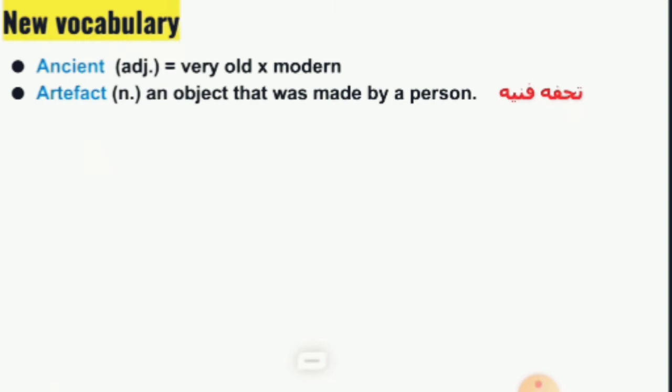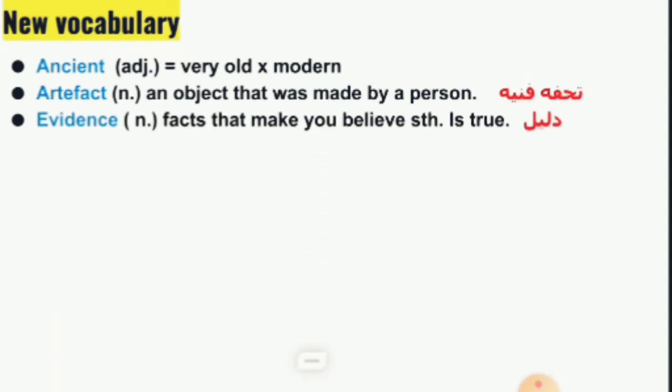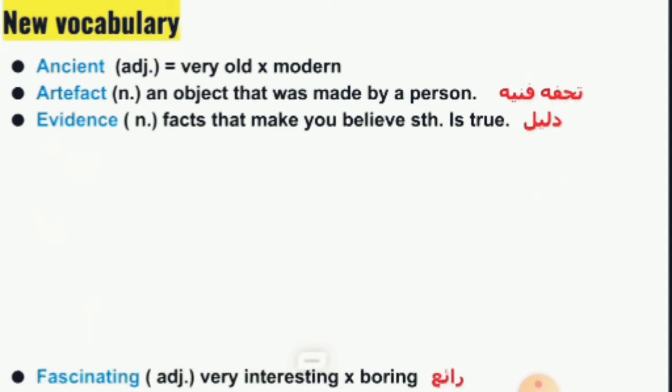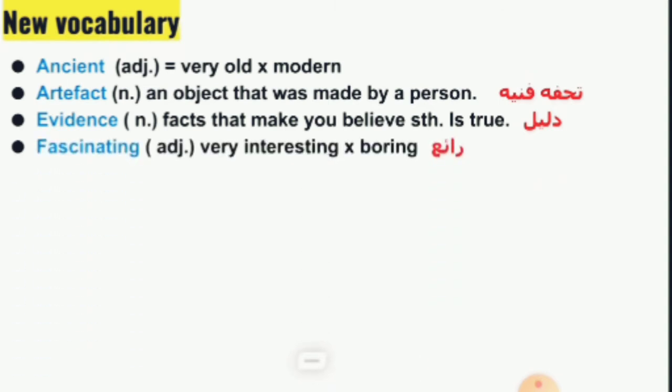Artifact. It's a noun, which means an object that was made by a person. Evidence. It's a noun, which means facts that make you believe something is true. Fascinating. It's an adjective. The synonym of it is very interesting. Okay, so the opposite will be boring.